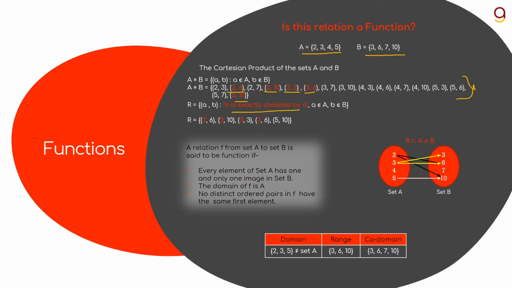B is exactly divisible by A. That's the relation from set A to set B. Now let's do an arrow representation of the relation.